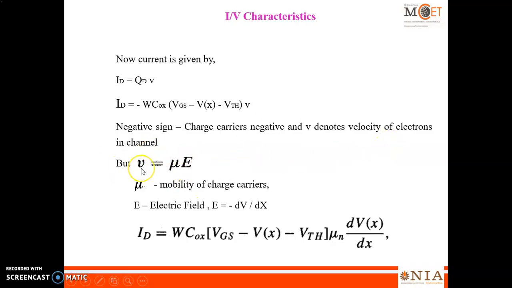But we know that V equals mu multiplied by E, where mu denotes the mobility of charge carriers and E denotes the electric field. E is given as E equal to minus dV by dx. Now I am going to substitute E equal to minus dV by dx and this mobility mu in the drain current equation, which results in I_D equal to W C_OX (V_GS minus V of x minus V_TH) into mu_n dV of x divided by dx. This minus sign and this minus sign result in the positive sign.